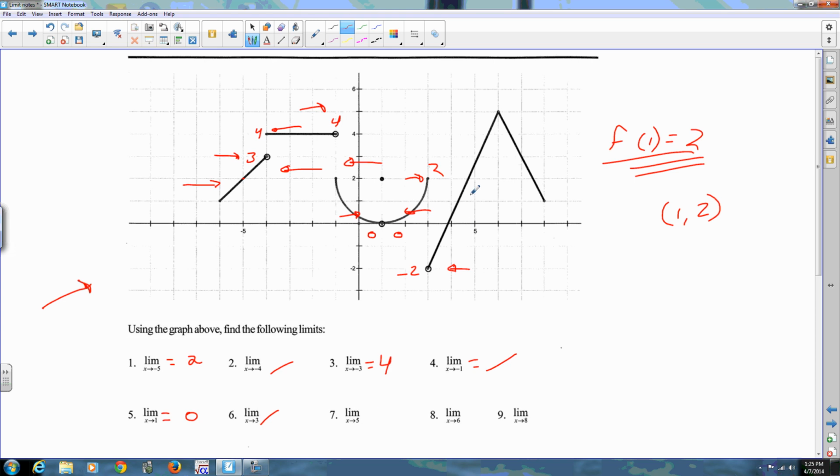At 5, looks like, how about let's just call it 3. At 6, looks like we're at 5. And as you go to 8, there would be no limit, because the limit has to exist from both sides. As you come at it from this way, you get 1, but there's no graph over here to come at it from, so there's no limit. The limit has to exist from both sides. Okay, I think that's the intro to limits. Let me go one more page, take a look.